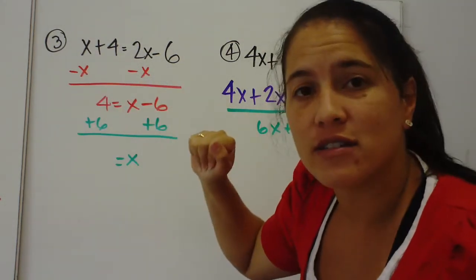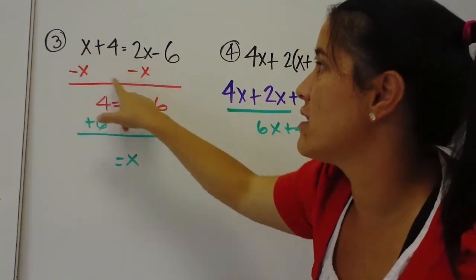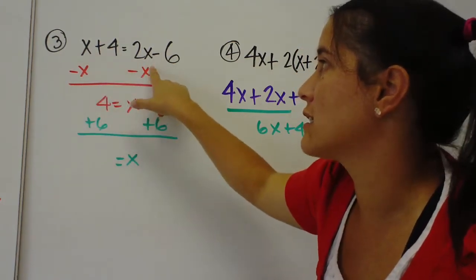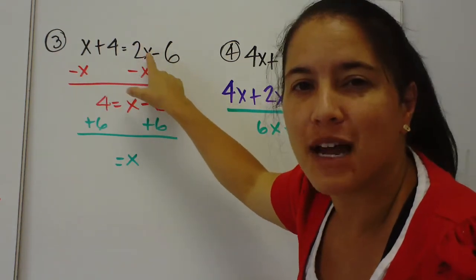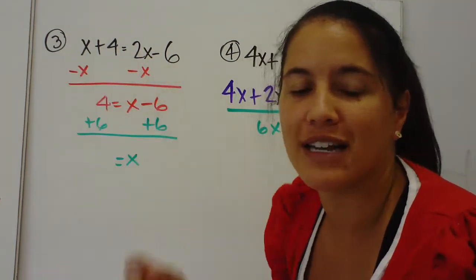So I noticed that if I move this x over here, if I subtract x, then I'm going to be left with a positive. If I were to have done minus 2x and gotten over here, then I would have had a negative variable.